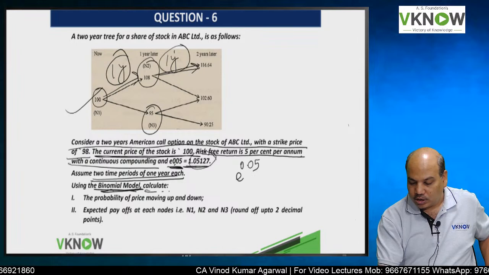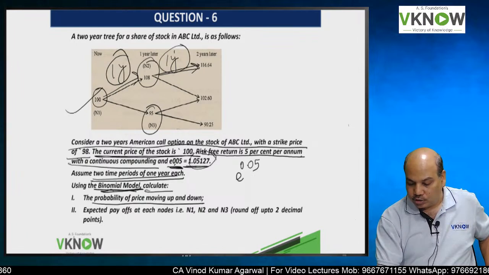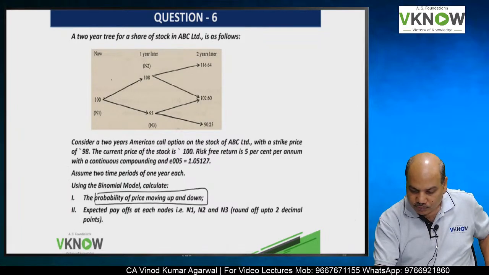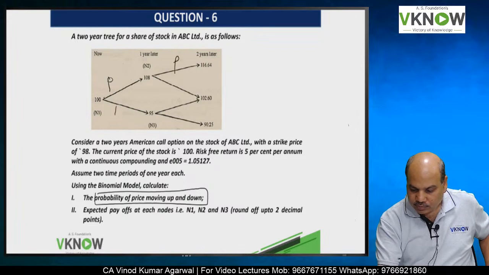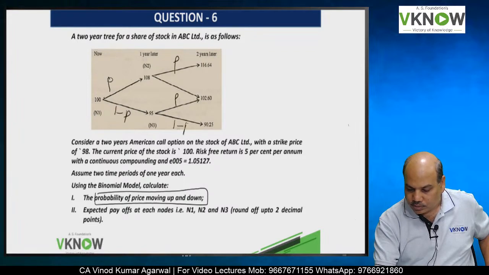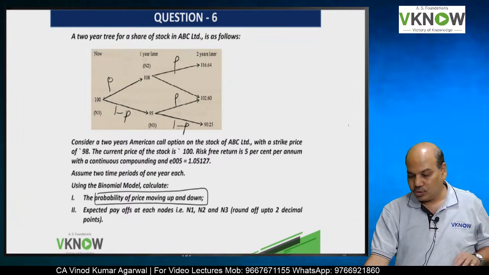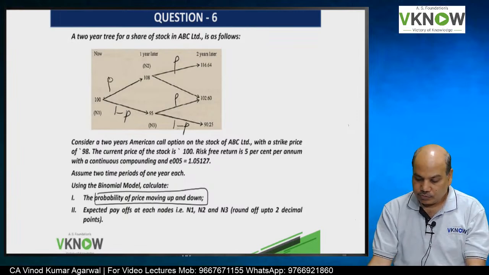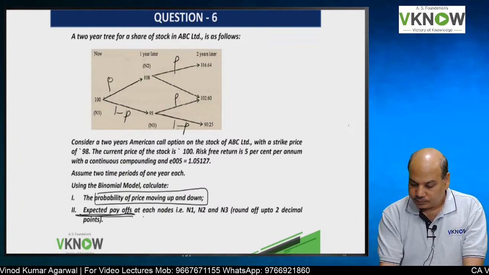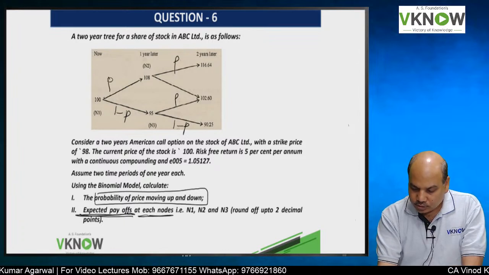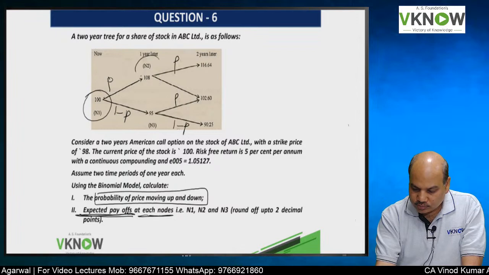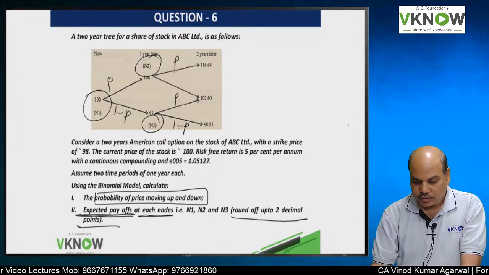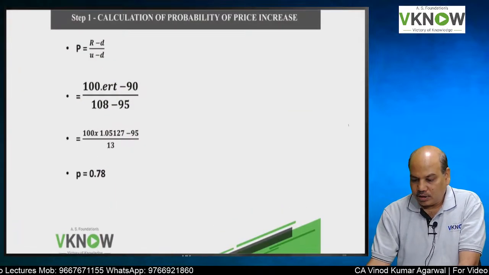Using binomial model, calculate the probability of price moving up or down. Very important. First we have to see what is the probability that the price will go up or come down. Any student of option valuation models will know the formula for this. Then what is the expected payoff at each node? What is the value of this node, this node, this node? Round off to 2 decimal points. Very easy question on American option.